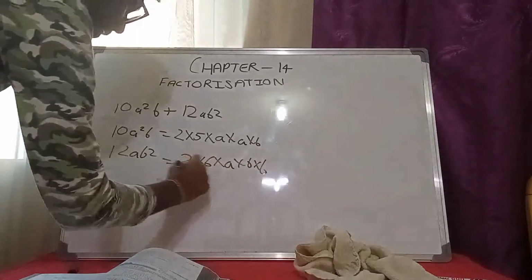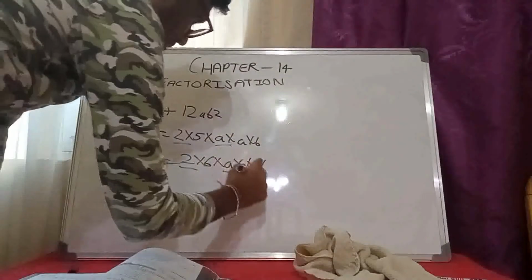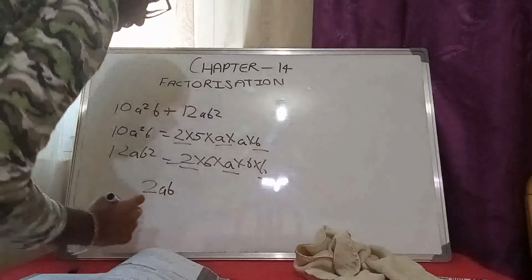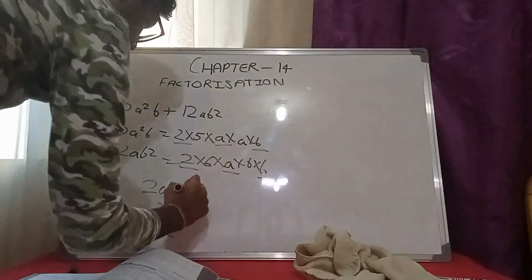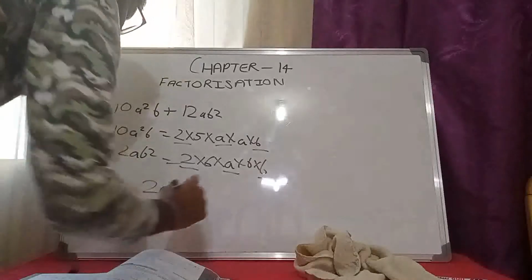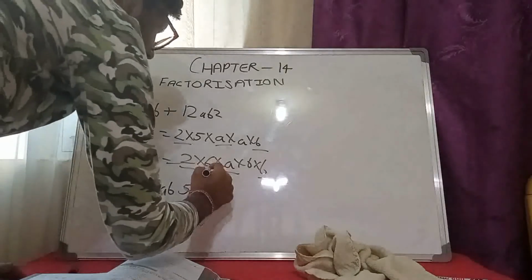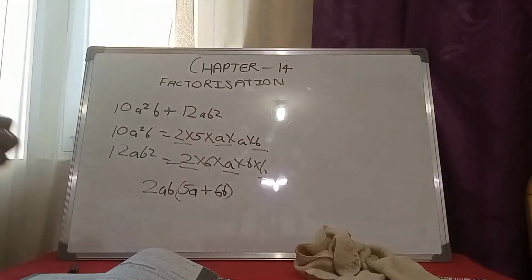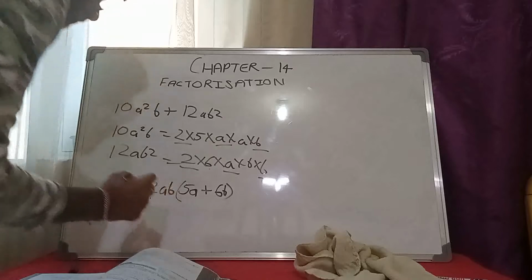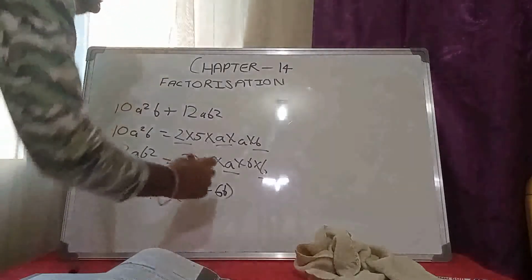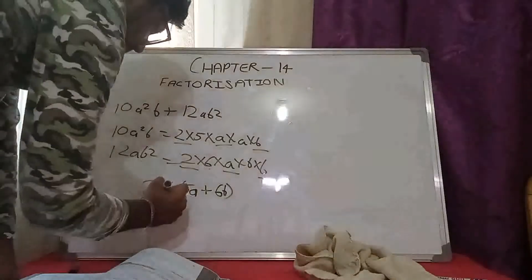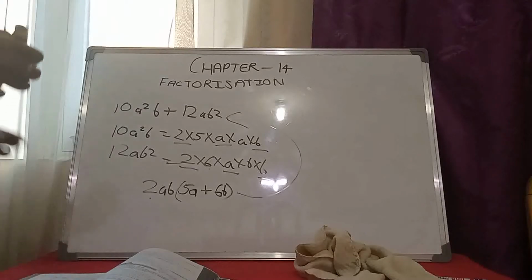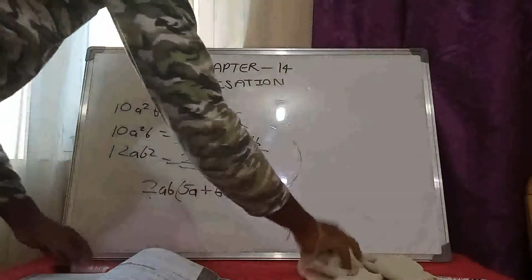Here we can see that 2 and 2 are common, a and a are common, b and b are common. So we can take 2ab outside. Then we have here 5a plus 6b. So the factors are 2ab and 5a plus 6b. When we multiply, we get the original expression. So this is using common factors. Now we'll be seeing the method of regrouping terms.